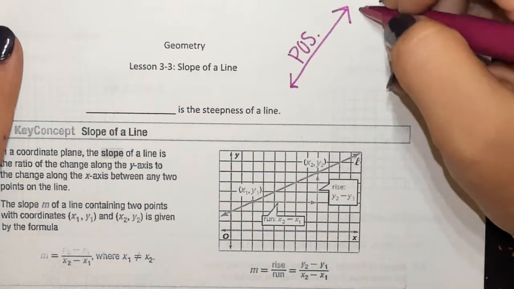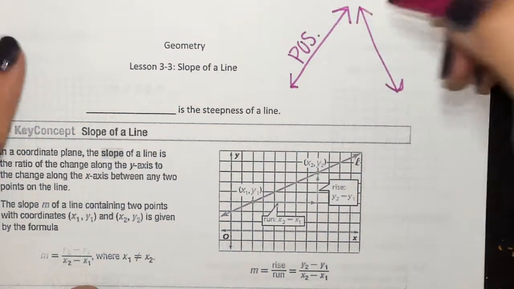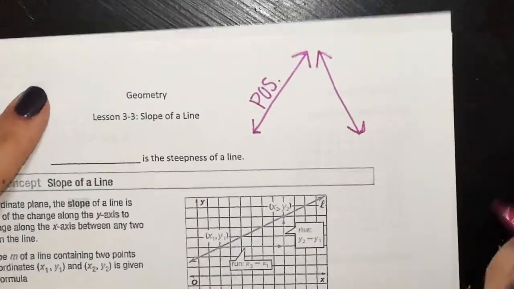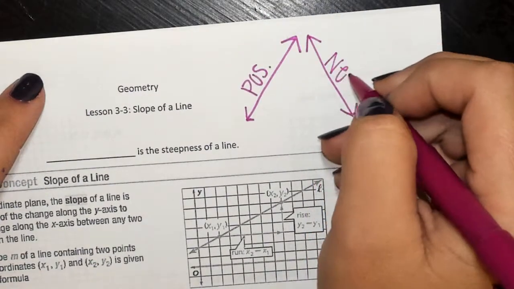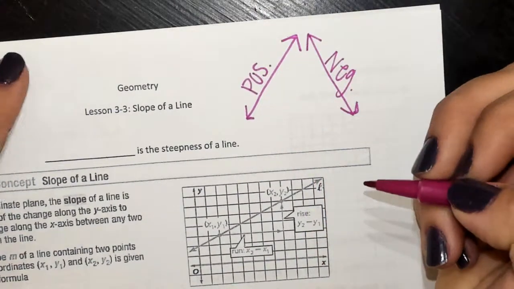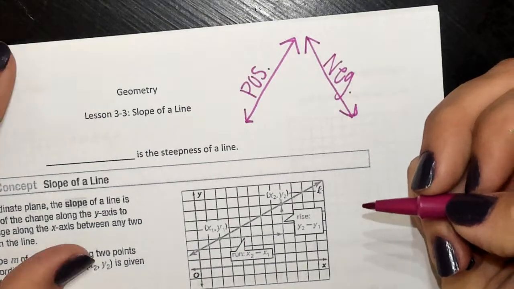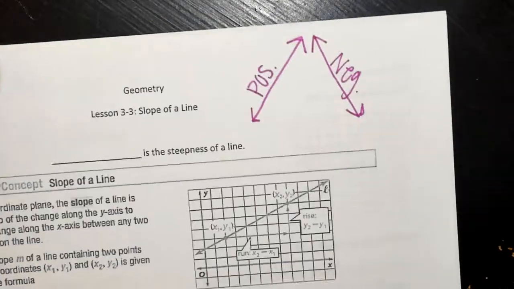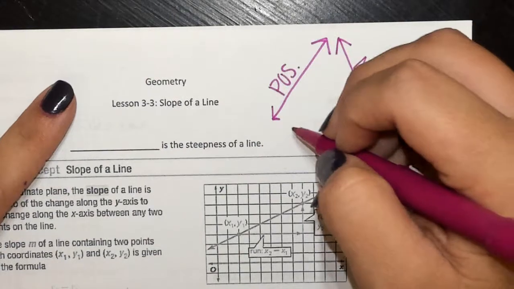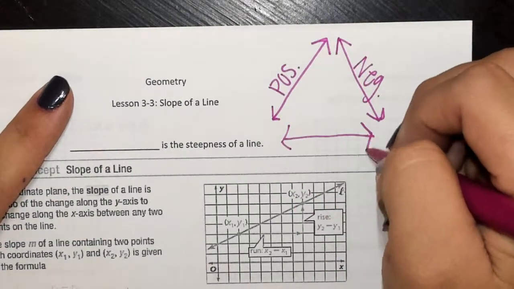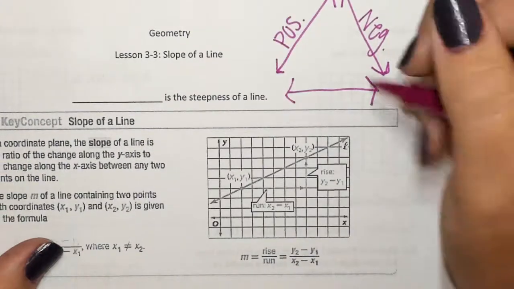Okay, you also have down, which is, what's this? What's down? Negative. Okay, well then you also have this. What's this one called? This is 0.